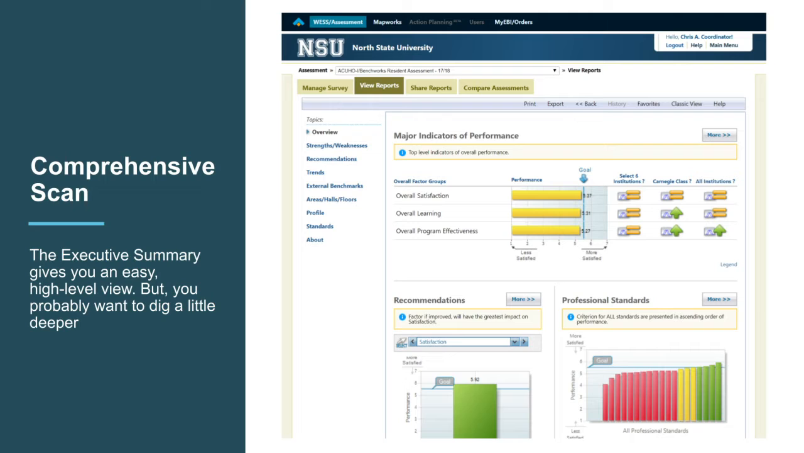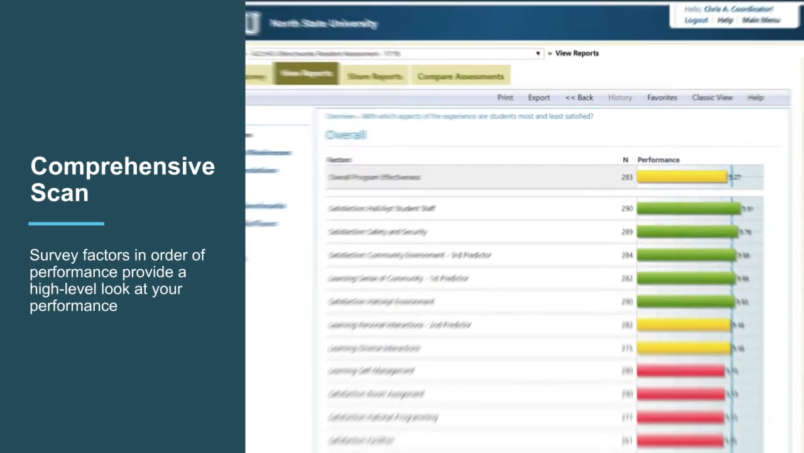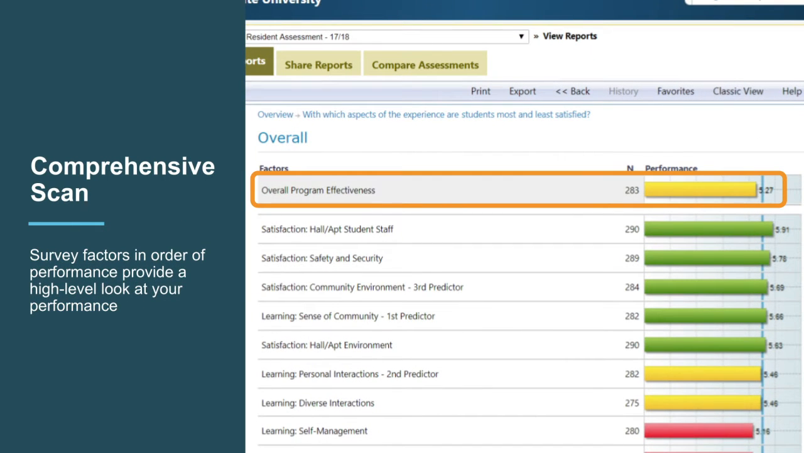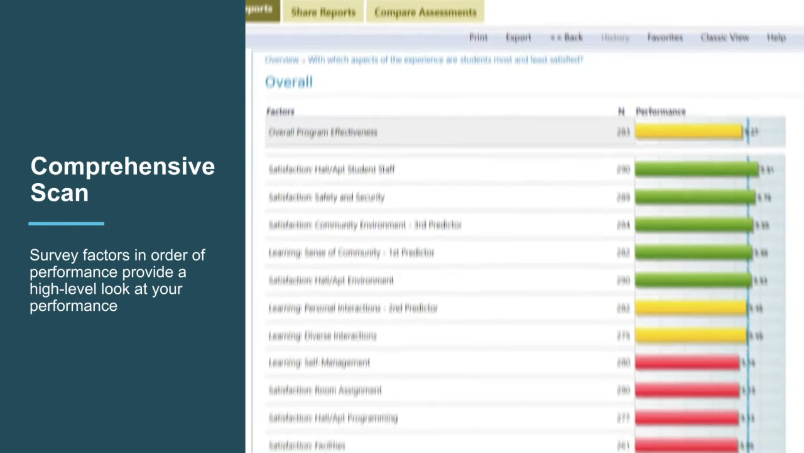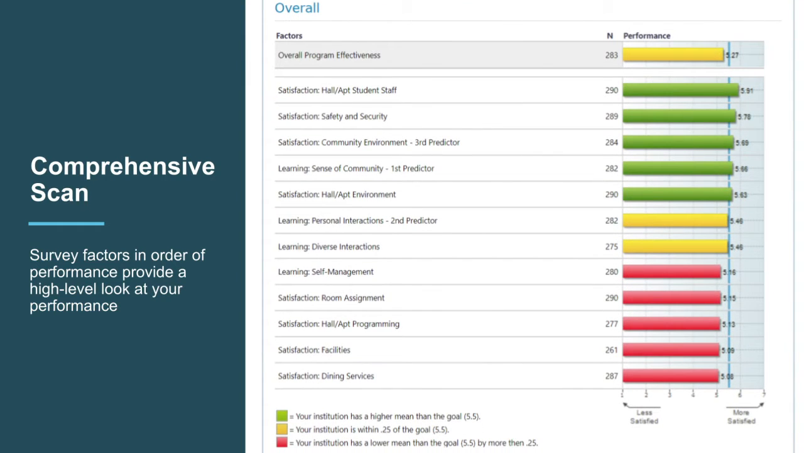The survey has factors, sets of scaled questions, typically 3 to 5 questions, that are validated and tested to measure high-level topics or areas. So a likely next step would be to drill down to the various factors to get further insights. This screen shows the overall program effectiveness again at the top, but it also shows all the survey factors in order from highest mean score to lowest mean score.